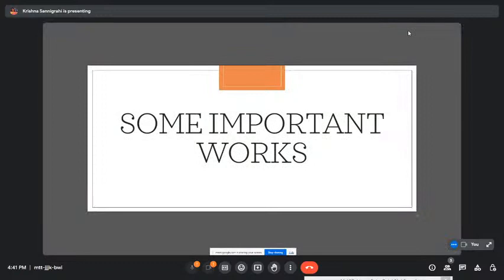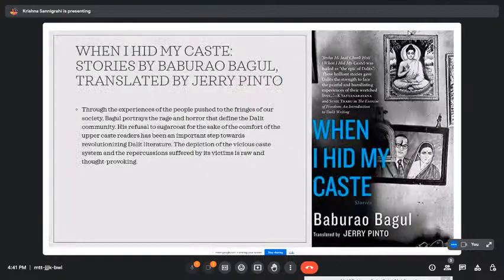Now, we will be discussing some important works in this particular genre. When I Hid My Caste, stories by Baburao Bagul, translated by Jerry Pinto. So, Jerry Pinto translated the work. Through the experiences of the people pushed to the fringes of our society, Bagul portrays the rage and horror that define the Dalit community. His refusal to sugarcoat. Why sugarcoat?